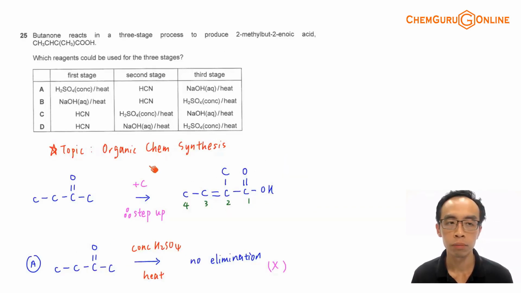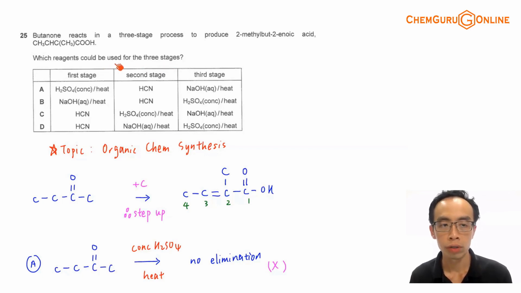Now question 25, we have butanone reacting in a 3-stage process to produce 2-methyl-butanoic acid. The compound is given. Which reagents could be used for the 3 stages?